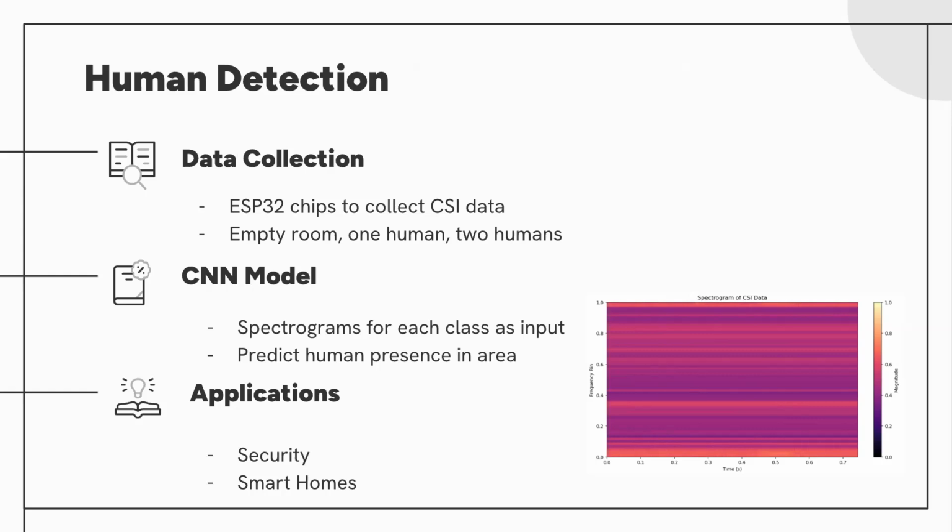One of the spectrograms can be shown here. It shows the amplitude of different frequencies, and I use the CNN model to predict if there's human presence in the area, and this can be applied in security and also smart homes.